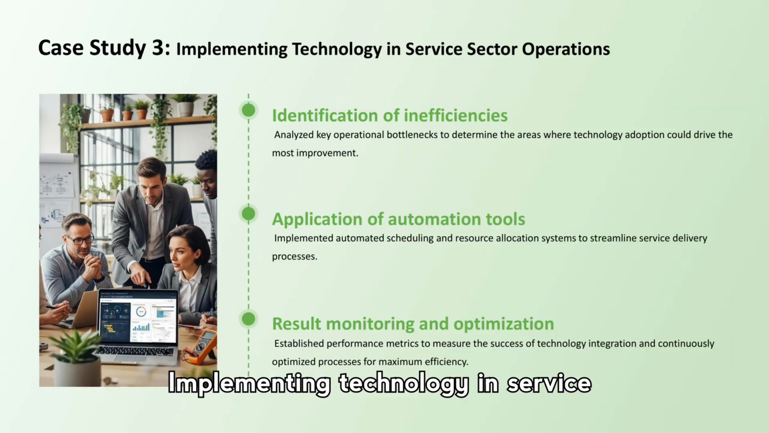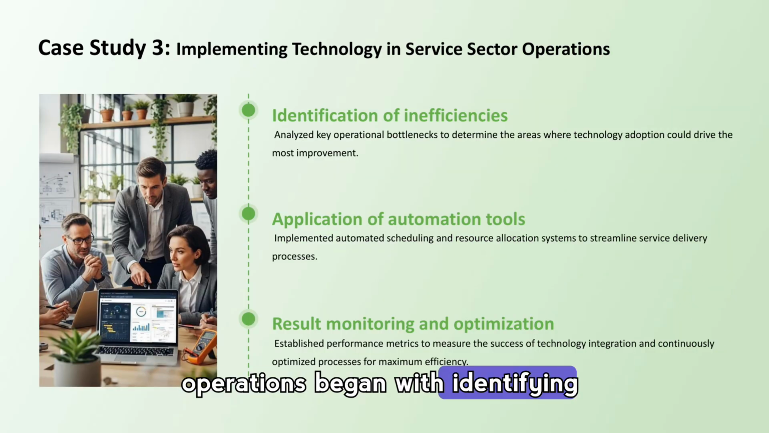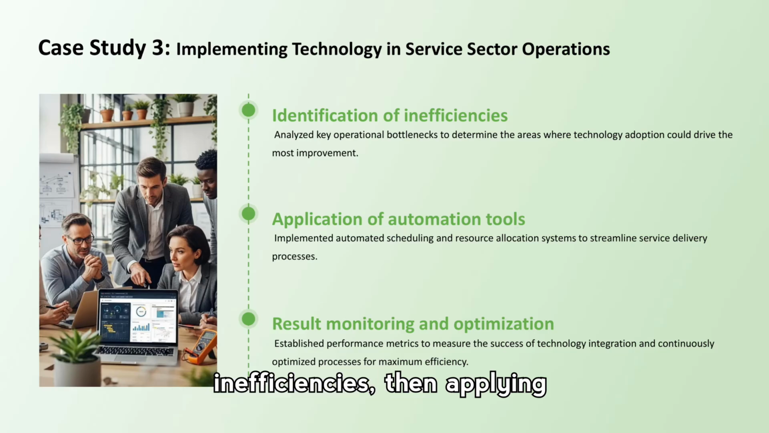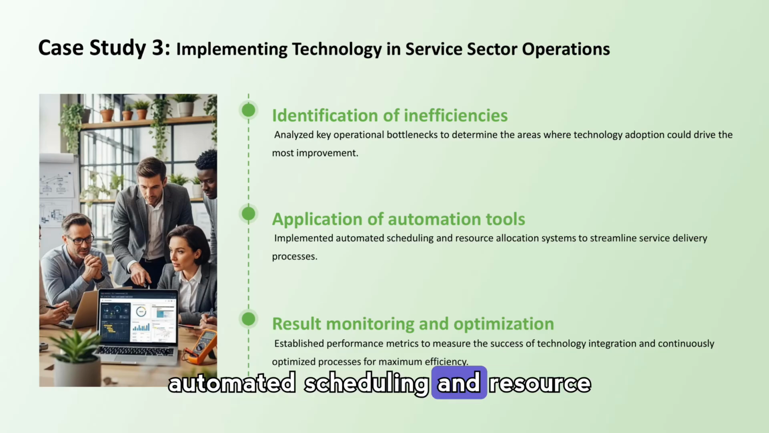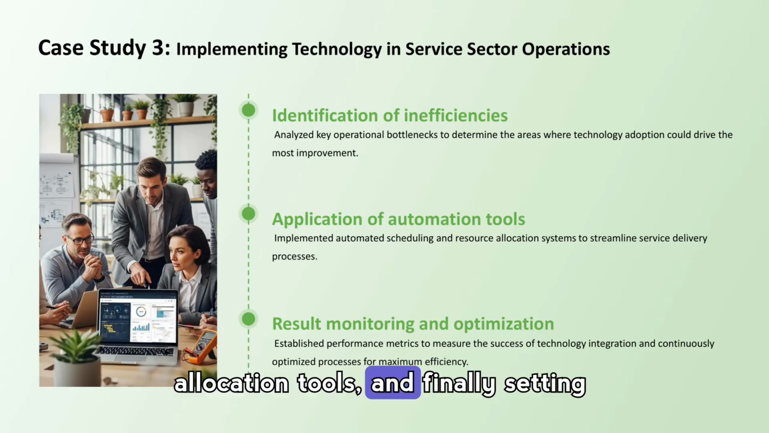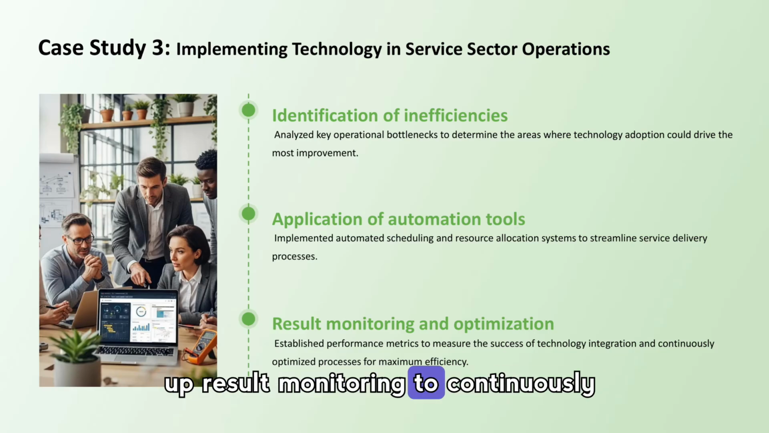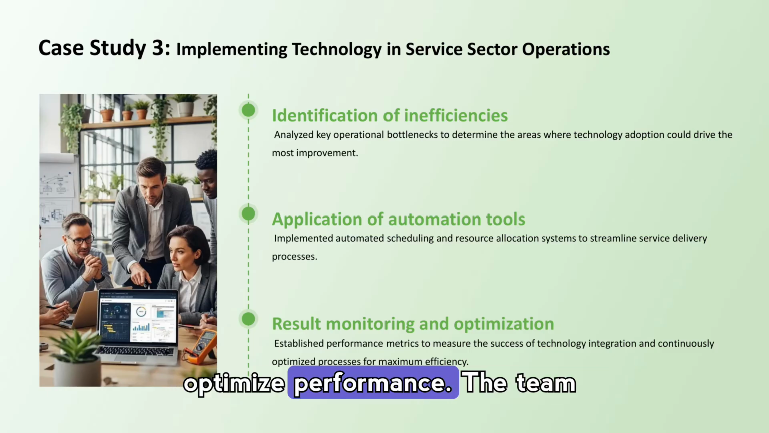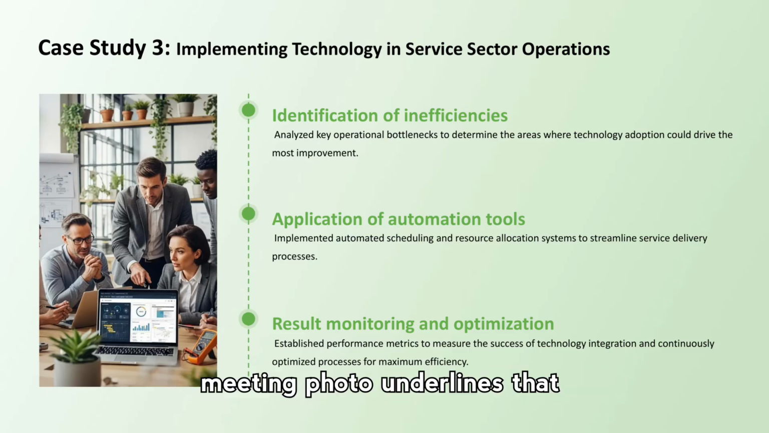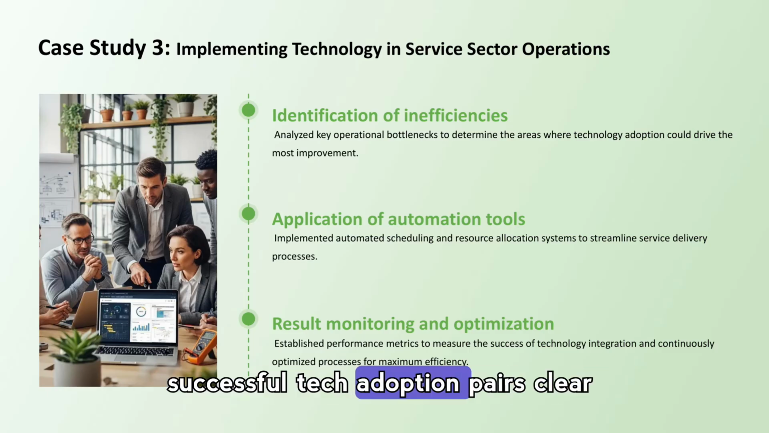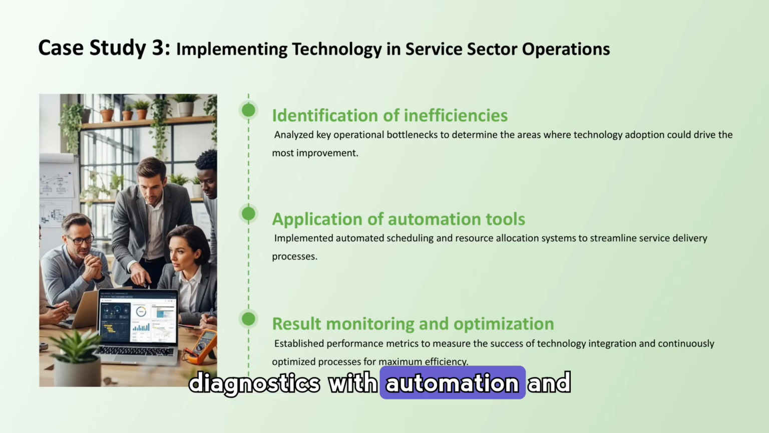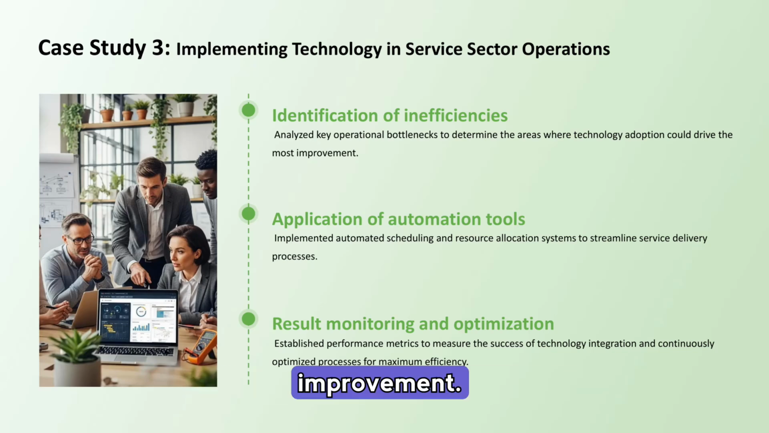Implementing technology in service operations began with identifying inefficiencies, then applying automated scheduling and resource allocation tools, and finally setting up result monitoring to continuously optimize performance. The team meeting photo underlines that successful tech adoption pairs clear diagnostics with automation and measurement for ongoing improvement.